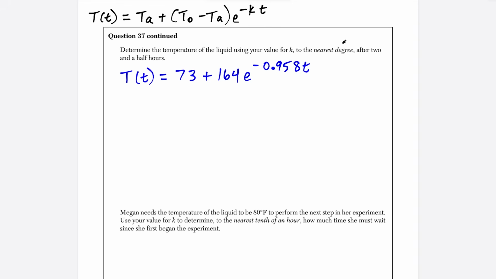So if we want to find the temperature after 2.5 hours, that's at t equals 2.5. So we have T(2.5) is equal to 73 plus 164 times e to the negative 0.958, and we're going to multiply this by 2.5. Okay, so this is what we're plugging in here for t.